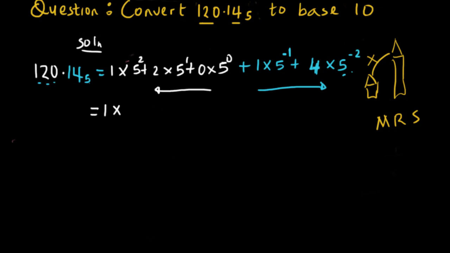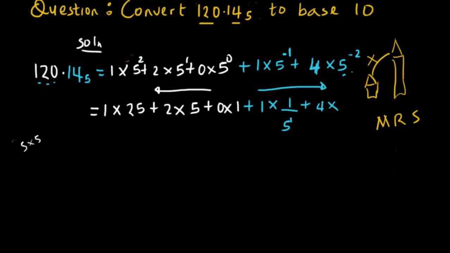So we have 1 times 5 raised to power 2 is 5 times 5. 5 times 5 is 25. Plus 2 times 5 raised to power 1 is 5. Plus 0 times 5 raised to power 0 is 1, because anything raised to power 0 is 1. And then we have plus 1 times 5 raised to power minus 1. The minus at the index turns to 1 all over. So we have 5 raised to power 1. Plus 4 times 5 raised to power minus 2. The minus at the index turns to 1 all over 5 raised to power 2.